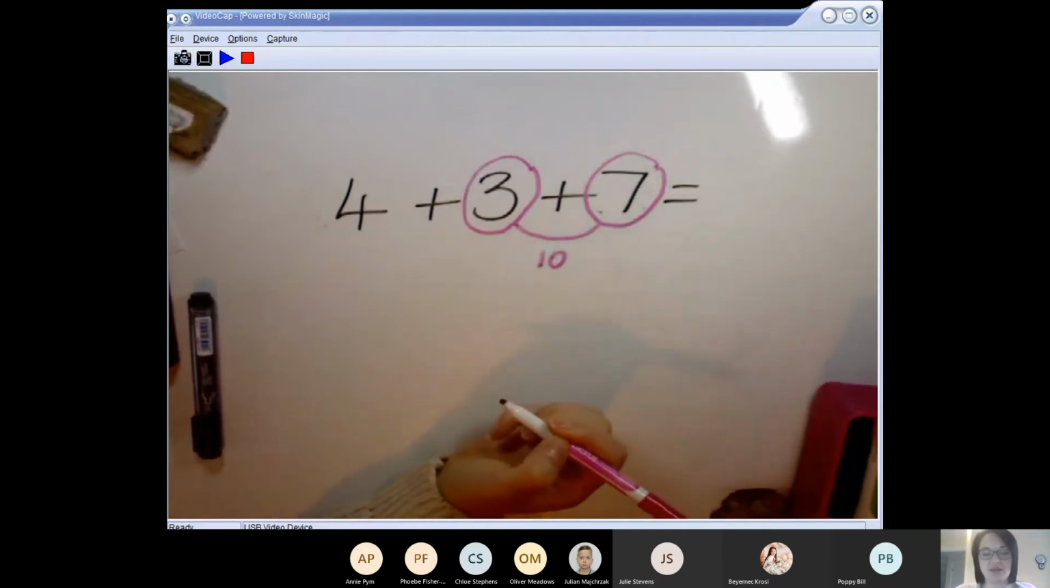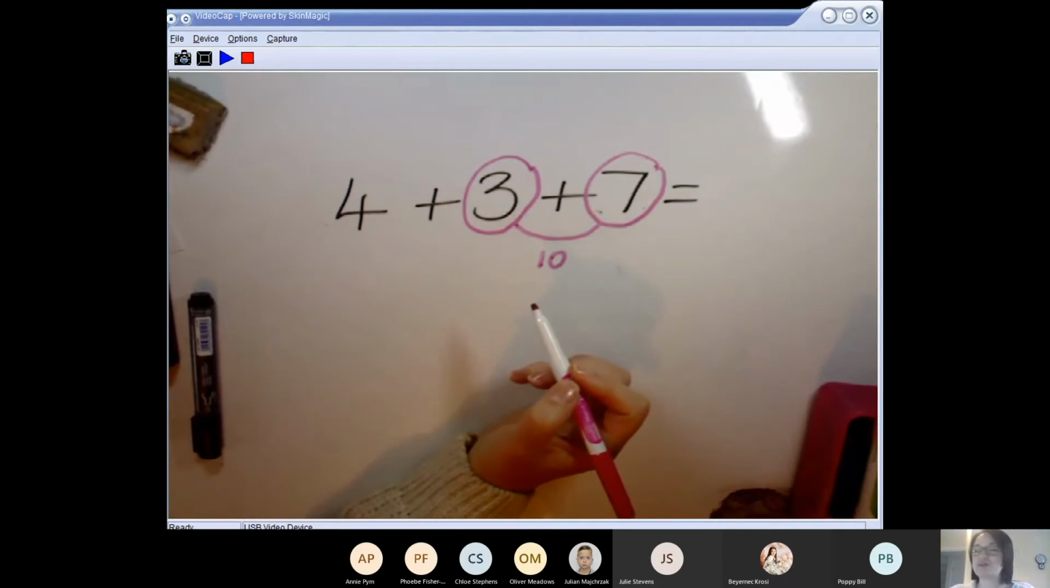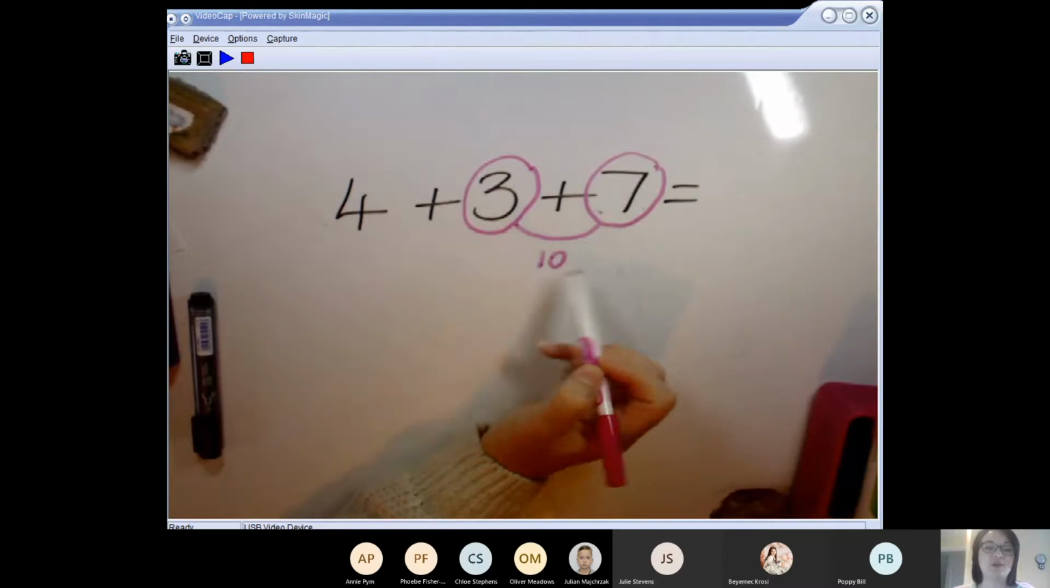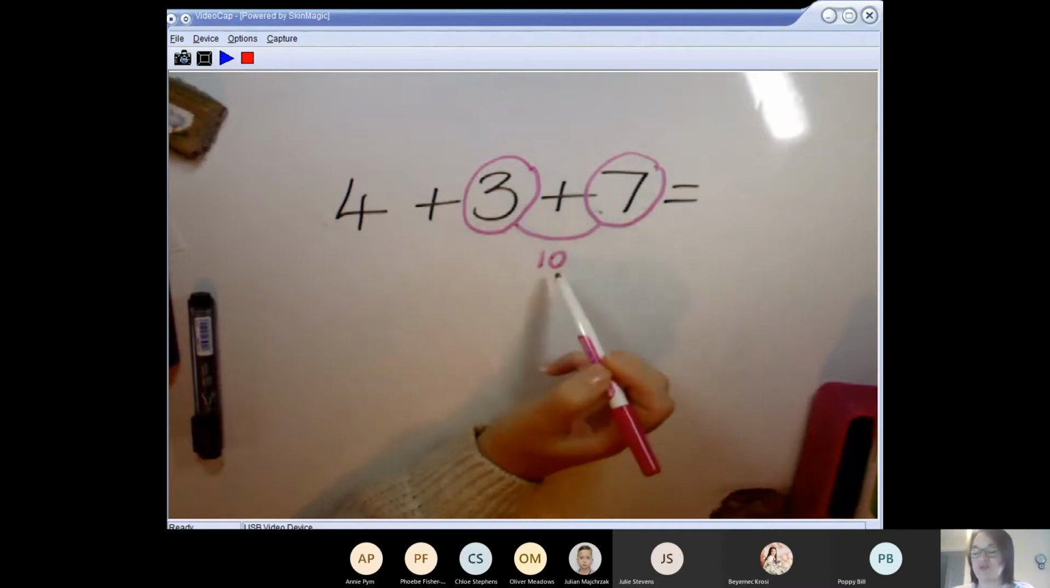I didn't need to do any calculating on my fingers. I didn't have to do any counting on because I know my number bonds to 10. See now where they're really important. So if you don't know them, go away and practice them now because you need to know your number bonds to 10, Year 2. They're going to be really useful for the calculations we are doing today. 3 and 7 I know make 10.